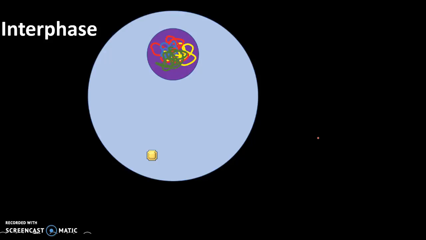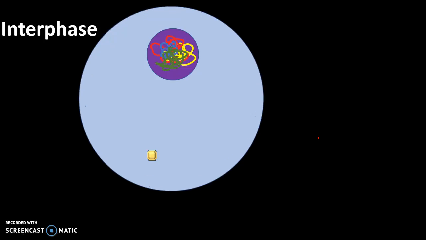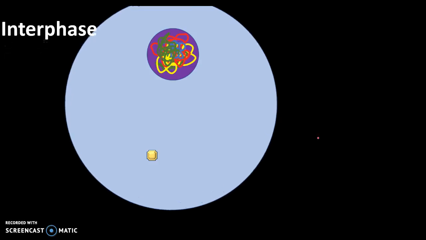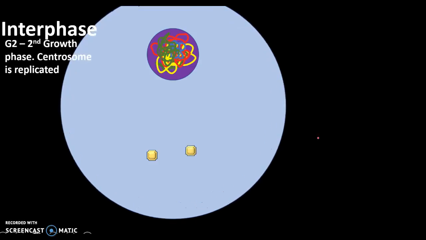So when we're looking at meiosis, the cell's going to go through interphase, same as it would in mitosis. It's going to go through G1, where the cell grows and has high protein production. It's going to go through S phase, where DNA is replicated. It's going to go through G2, where we get another centrosome, and the cell's going to grow a little more. And now we start prophase.